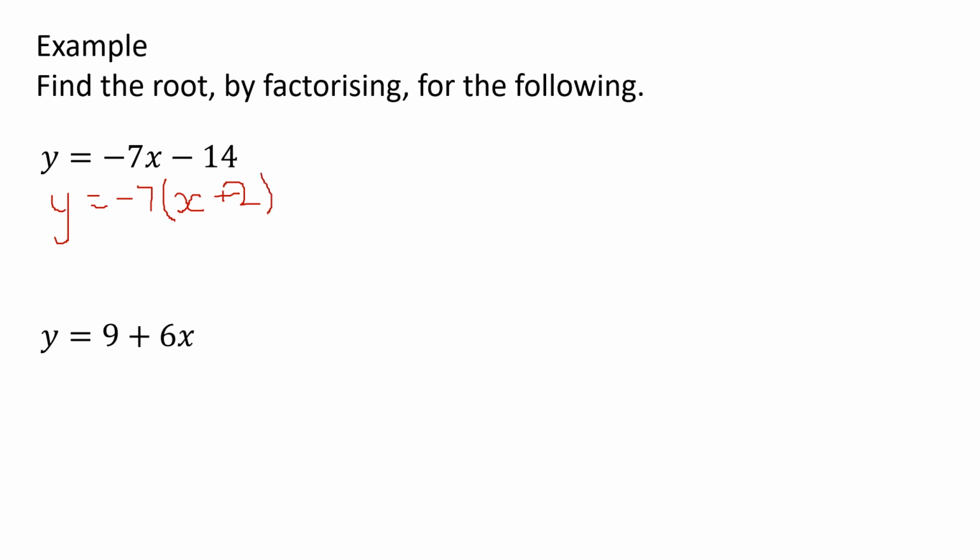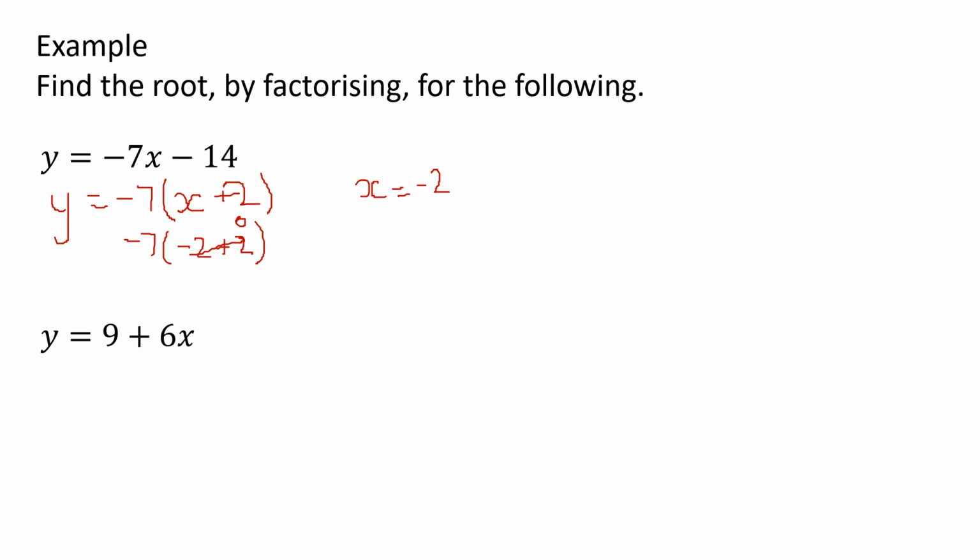Without me letting this bracket equal 0, hopefully now you can just see that x is equal to minus 2. Because if we were to substitute in the value of x as minus 2, it would mean the equation is all equal to 0. So we would have minus 7 times minus 2 plus 2, and then this would just become 0, and then the whole equation would be 0. So hopefully now you can just see that extra step without having to do the working out.